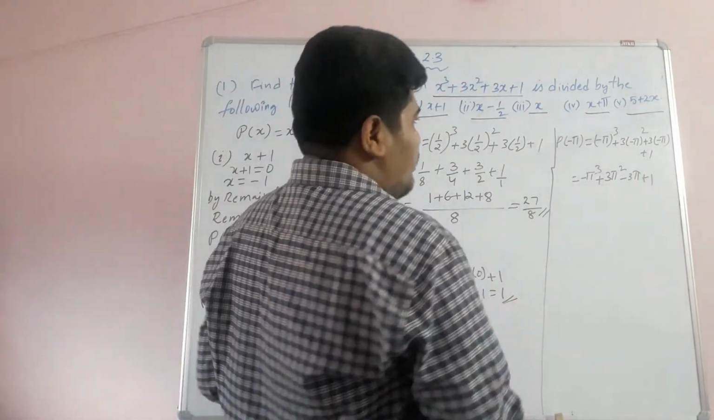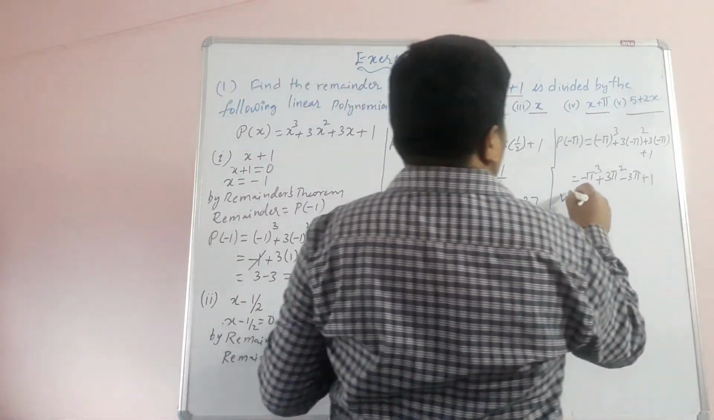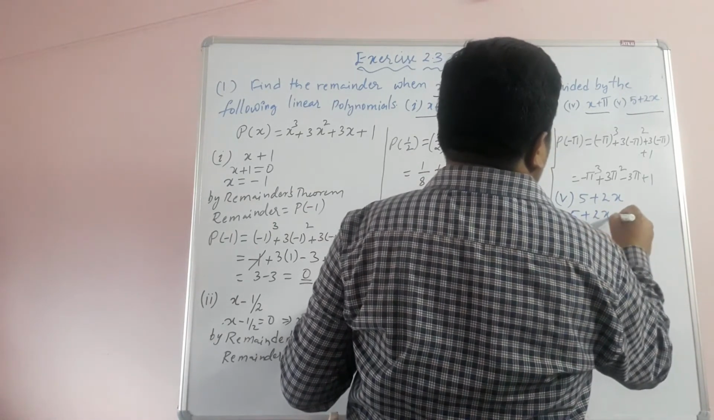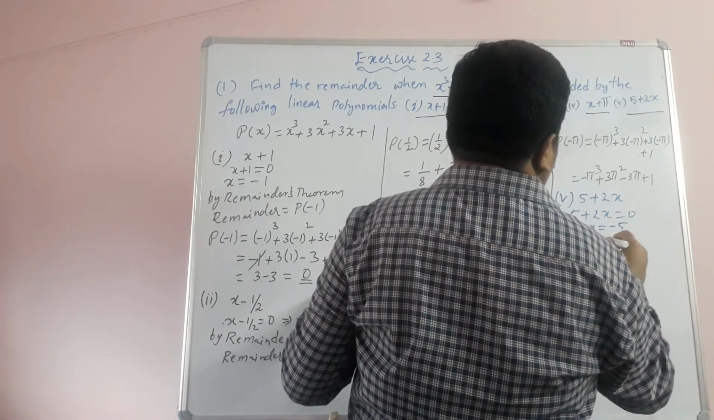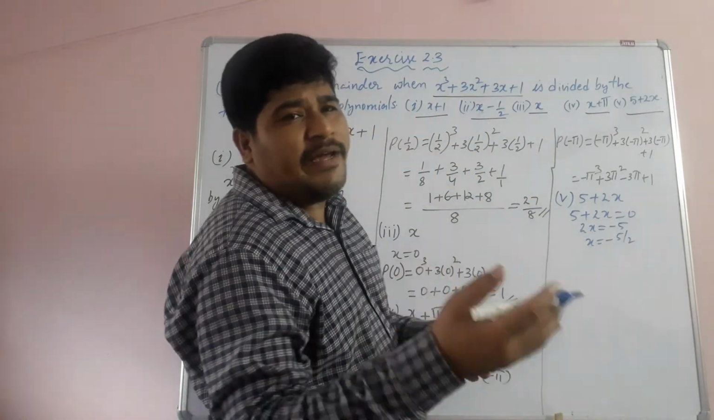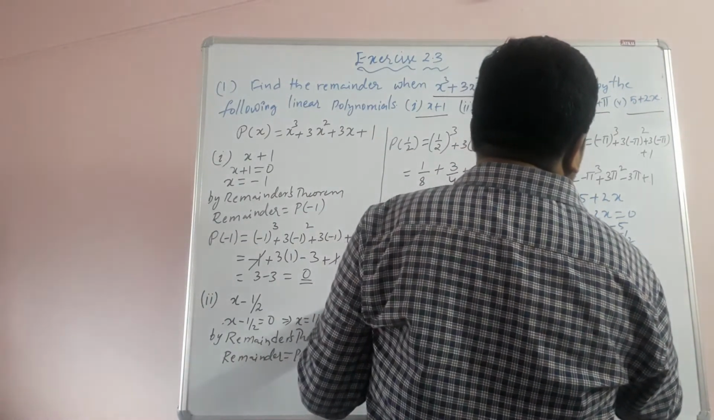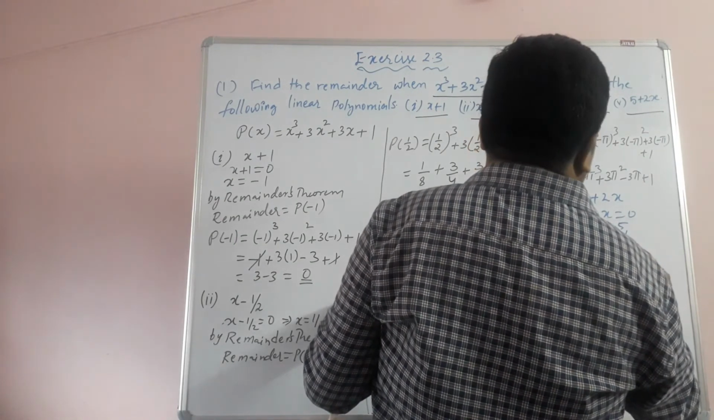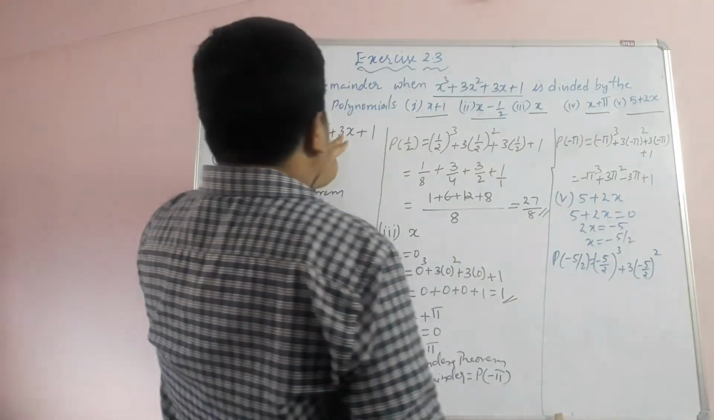Okay, now the last sum, 5 plus 2x is there, children. So just take 5 plus 2x and equate it to 0. Now children, 2x is equal to what? Plus 5 becomes minus 5, and x is equal to minus 5 by 2. So by the remainder theorem, what is the remainder? P of minus 5 by 2 is equal to minus 5 by 2 cube, plus 3 into minus 5 by 2 square. And next what is there? Plus 3x.